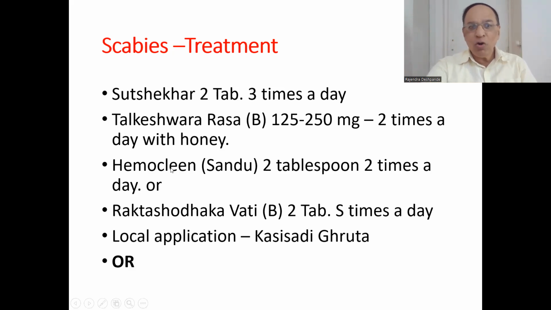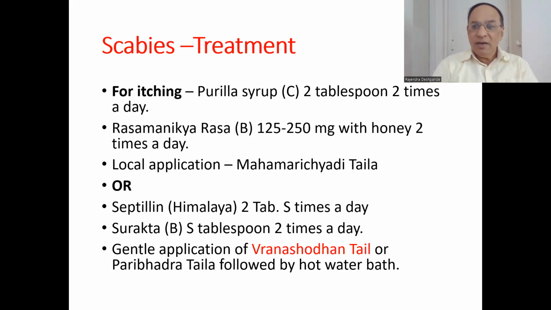Then Sandu Company, Hemoclean liquid, 2 teaspoons 2 times in a day. Or Baidyanath Company, Rakta Shodhaka Vati, 2 tablets 3 times in a day. Local application of Kasisadi Ghrita, medicated ghee, you can apply. Next, further, this is not repetition. For itching, you can use the Charak Company Purilla syrup, P-U-R-I-L-L-A, 2 teaspoons 2 times in a day. Then Rasamanikya Rasa, Kledanashana, anti-infective, 125 to 250 milligram with honey 2 times in a day. And local application here, rub it.